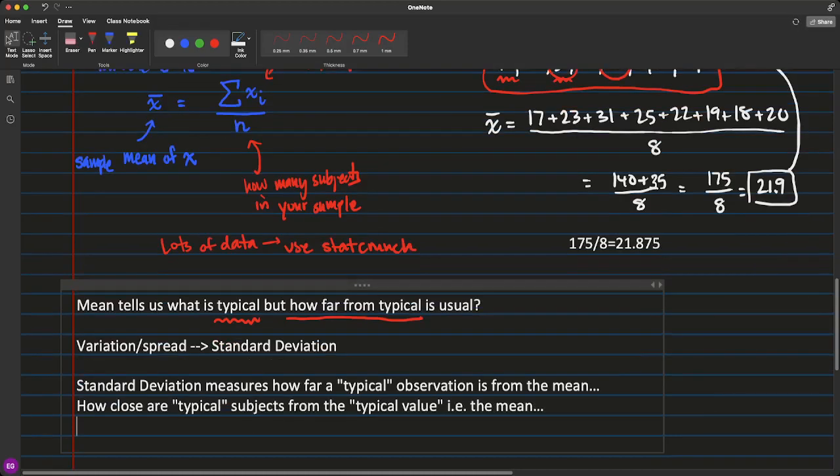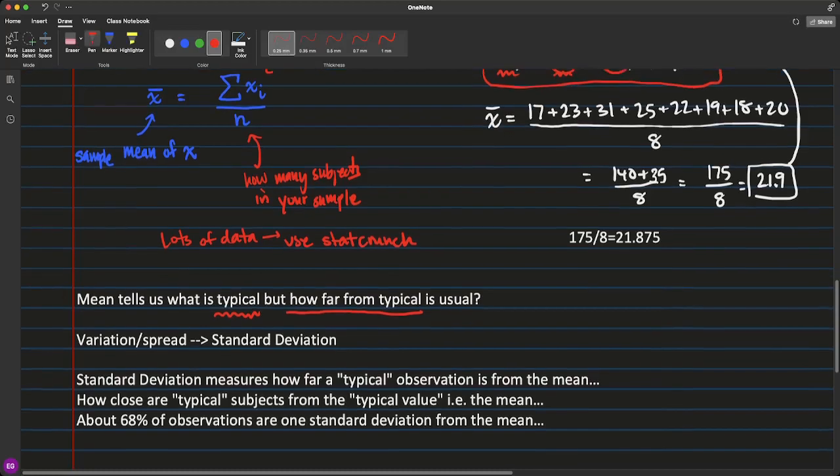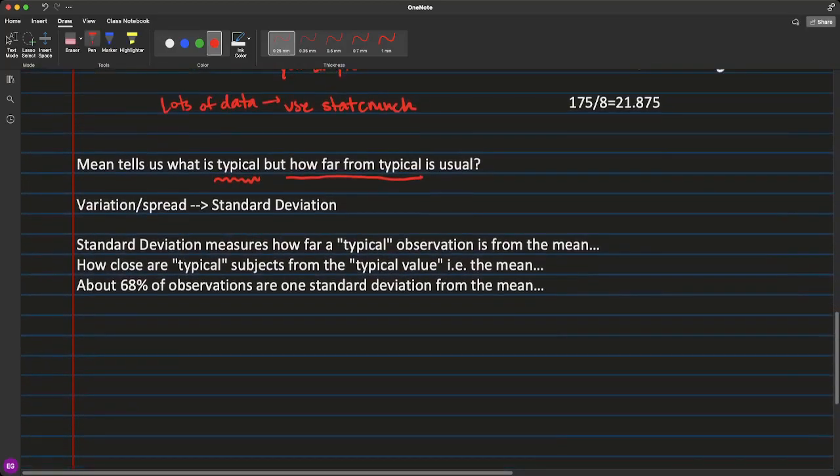Okay. And an interesting fact about standard deviation is about 68% of observations are one standard deviation from the mean. And we'll discuss this more later. So, first of all, let me just show you how the standard deviation is calculated and what the symbol is. So if you want to talk about standard deviation, you always use the symbol S. So S stands for standard deviation.